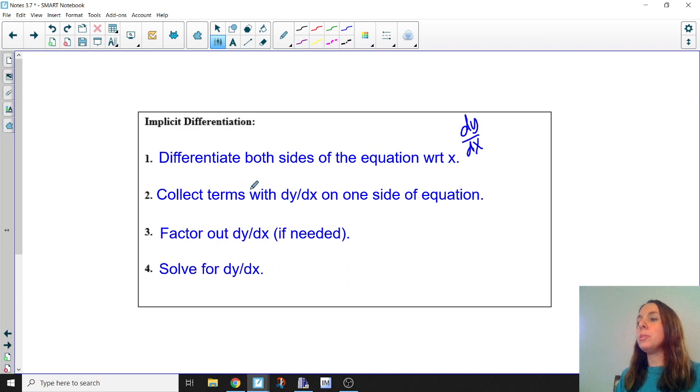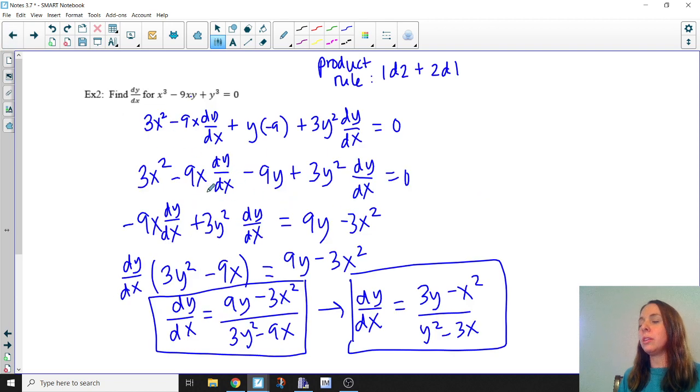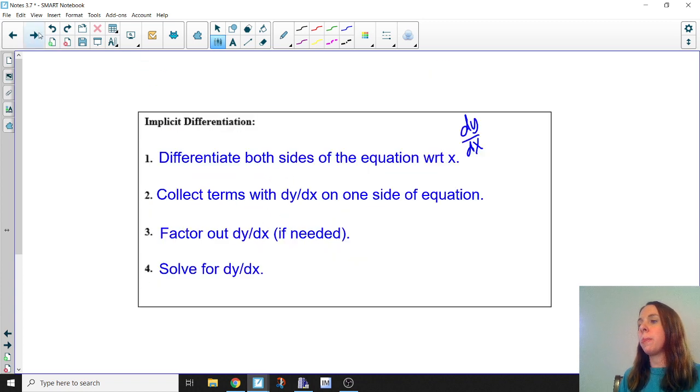Step 2, you collect the terms with dy over dx on one side of the equation. That's where I was talking about rearranging the terms so that anything that does not have a dy over dx goes to one side and everything with a dy dx is on the other side. Step 3, you factor out the dy over dx if needed, if more than one term has it. And step 4, solve.